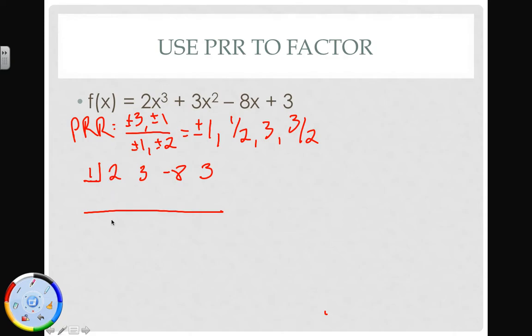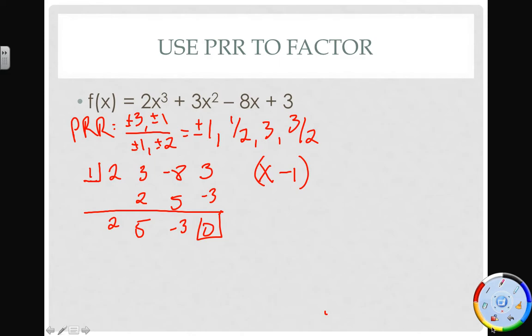All right, so I go 2, 2, 5, 5, -3, -3, 0. Well, that was super, super nice, super easy. I got the first one on the first try, which means, now this 1 is a 0, which means x minus 1 is a factor. All right, because 1 is a 0 of this factor. What I'm going to do is I'm going to change the color here.